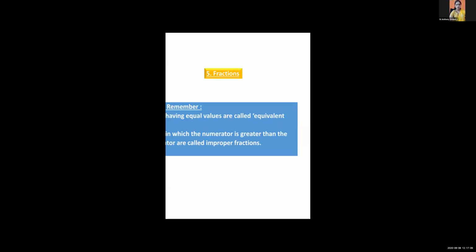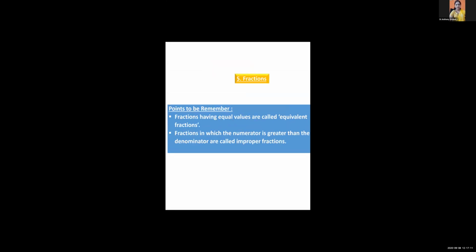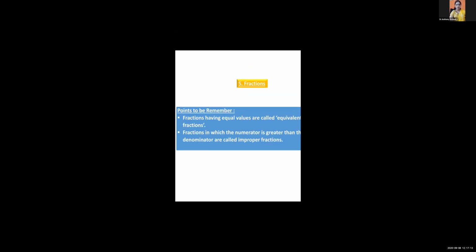So here we are starting a fraction lesson. Fractions having equal values are called equivalent fractions. जिस fractions का value equal होता है.